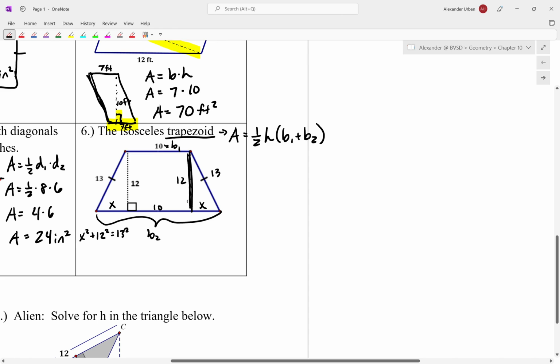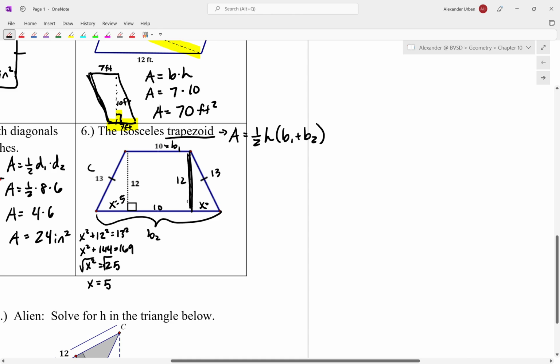And that's because 13 is always my c squared. A squared plus b squared is equal to c squared. So now I have x squared plus 144 is equal to 169. I subtract 144 from both sides and end up with 25. The only way to get rid of a square is to use the square root. So x is equal to 5. We're going to take the positive version.